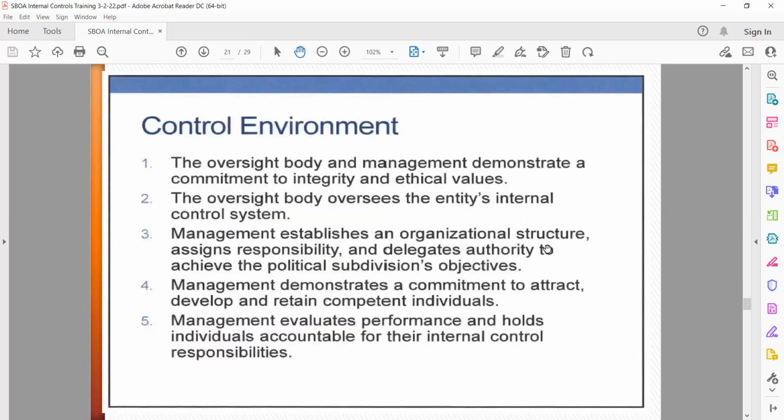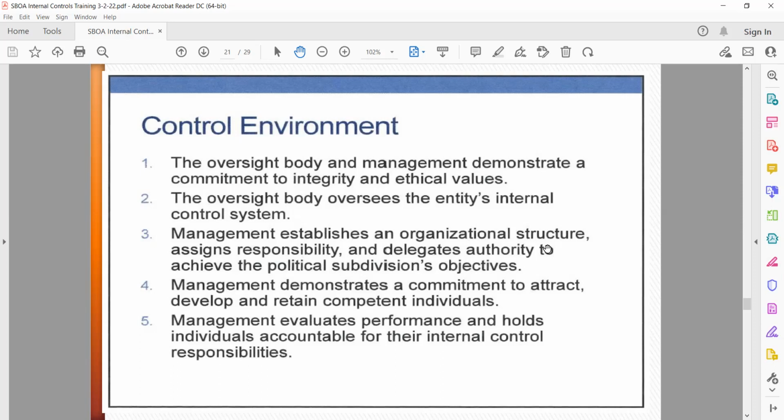Control environment contains the first 5 principles. Number 1, the oversight body and management demonstrate a commitment to integrity and ethical values. Number 2, the oversight body oversees the entity's internal control system. Number 3, management establishes an organizational structure, assigns responsibility, and delegates authority to achieve the political subdivision's objectives. Number 4, management demonstrates a commitment to attract, develop, and retain competent individuals. And number 5, management evaluates performance and holds individuals accountable for their internal control responsibilities.